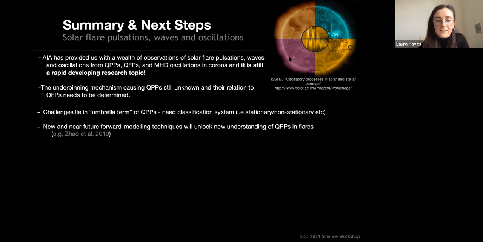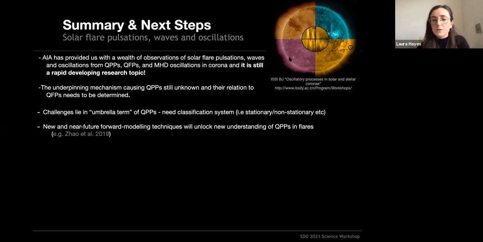As I said at the start, these things can have periods from 1 second up to several tens of minutes, and that is just too broad, essentially, to classify these. For example, some periods have stationary components, so the period doesn't change in time. Others have non-stationary components, so that the period and the phase change in time, or the pulsations are more pseudo-random rather than periodic. However, the pulsations are still interesting, and they tell us an awful lot about solar flares.